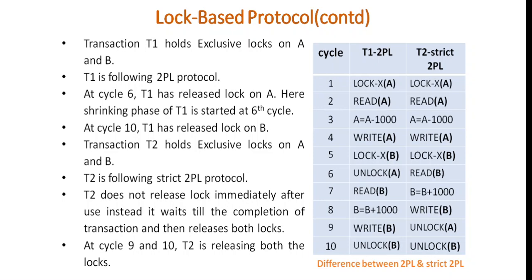As you look at the execution of transaction T2, you can see that at time cycles 9 and 10, T2 is releasing both locks. At time cycles 9 and 10, T2 has unlock instructions for data items A and B. So the difference is that T1, which follows two-phase locking, releases locks immediately after use, whereas T2, which follows strict two-phase locking, releases all locks at the end of the transaction. So T2 is ensuring freedom from cascading rollback.